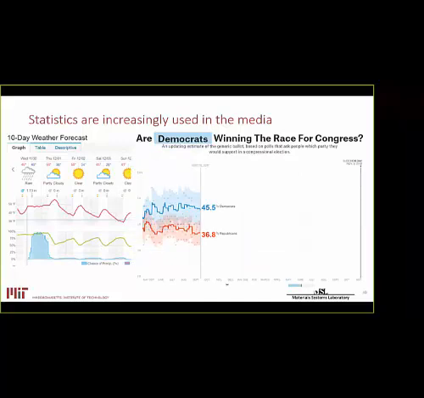I was impressed to see this on 538. They already have predictions over a year in advance of who's winning the race for Congress, and it's based on polls, and then they have all kinds of uncertainty associated with that. Obviously, these types of predictions have gone under the microscope given the predictions that happened with our last presidential election in this country. But these types of things are being used. People are thinking about that.